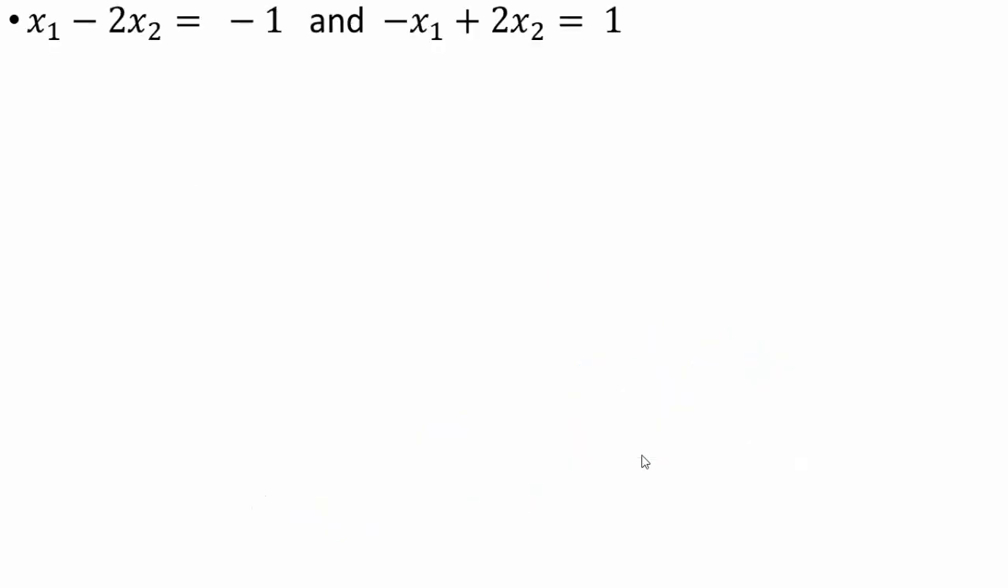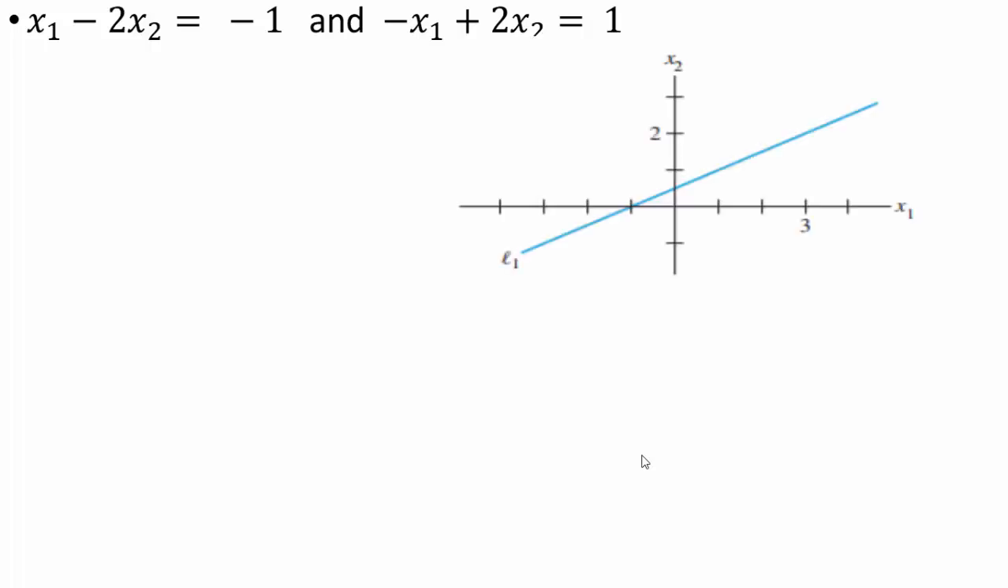Third set, x1 minus 2x2 equal to minus 1 and minus x1 plus 2x2 equal to plus 1. If you draw the graph of these two lines, it will be this. L1 and L2 both are coinciding lines. That means every point on L1 is also a point on L2 and every point of L2 is also a point of L1. That means it has infinitely many solutions.